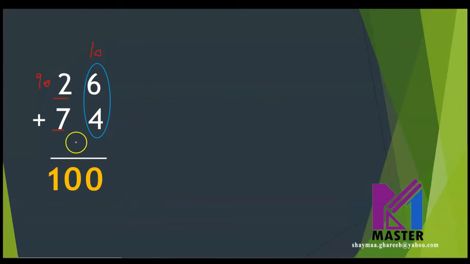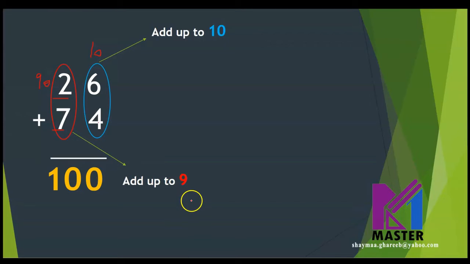Now let's look at the digits in the units place together. As you can see, 6 and 4. The sum of them is 10. They add up to 10. What about the sum of the digits in the tens place? 2 plus 7 gives 9. Then they add up to 9.